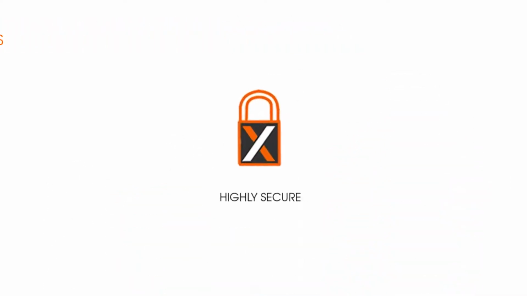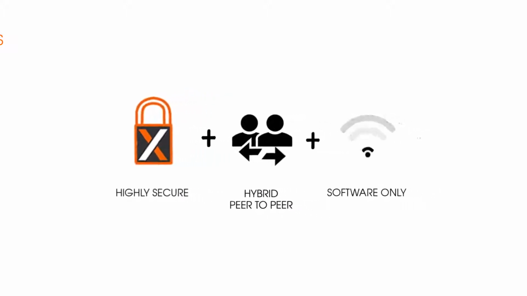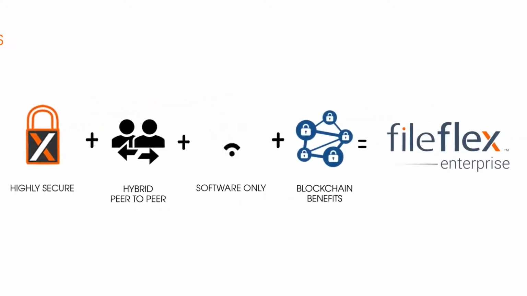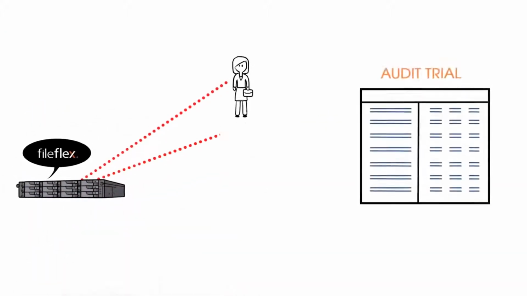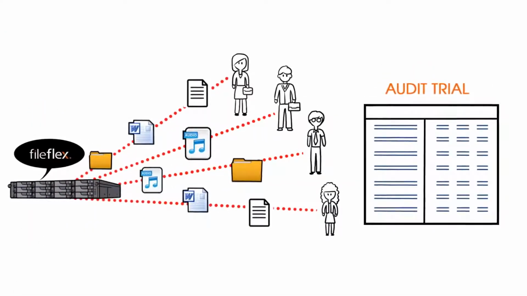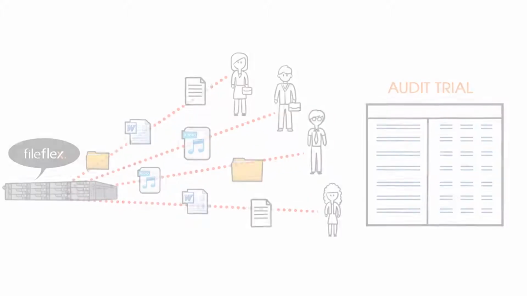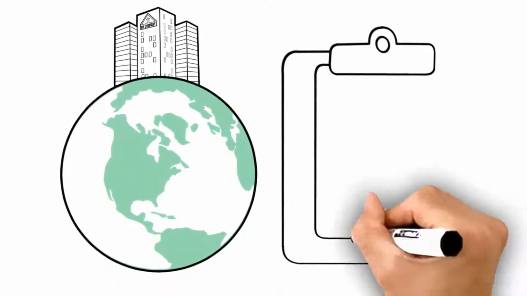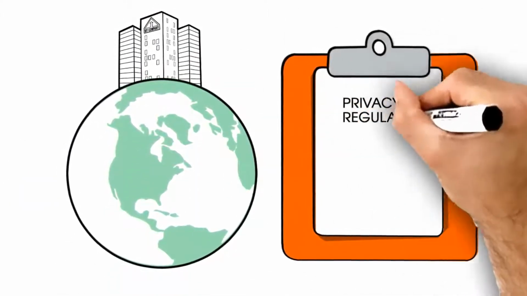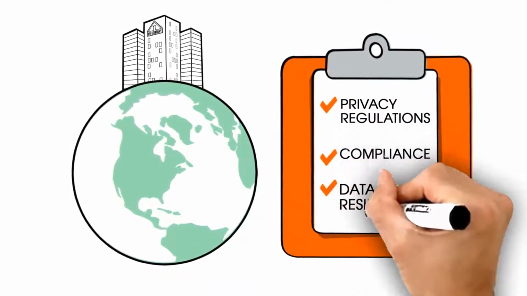FileFlex is a highly secure hybrid peer-to-peer software-only solution with the benefits of the emerging blockchain trend, content security, and privacy. And FileFlex provides a real-time audit trail of who, what, and when files have been downloaded, accessed, and shared. This is perfect for organizations that must meet global demands for privacy regulations, compliance, and data residency.